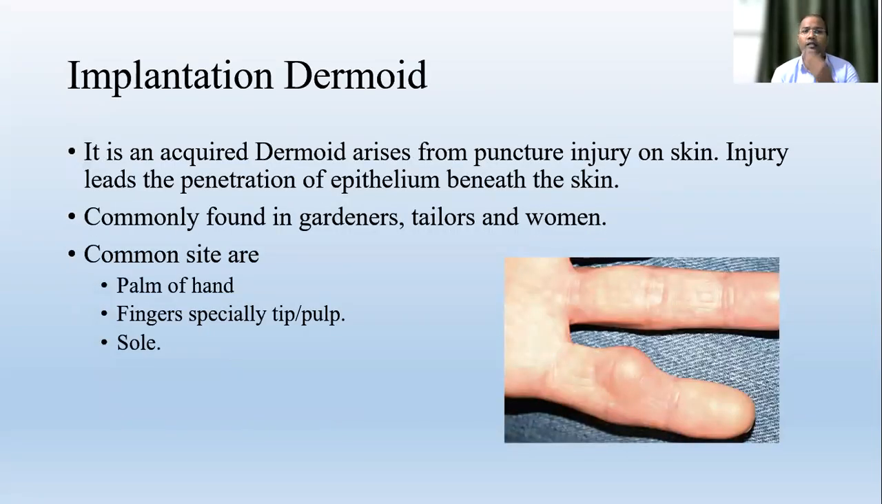Then implantation dermoids. It is an acquired type of dermoid cyst where the patient has a history of puncture injury on the skin, usually multiple times, usually tailors who puncture their fingers multiple times with needles, so that epithelial cells are buried inside the skin and grow there, and they form a dermoid cyst. Commonly found in gardeners, tailors, and women. The common site is the palm of the hand, fingers, especially tip and palm, and the sole.